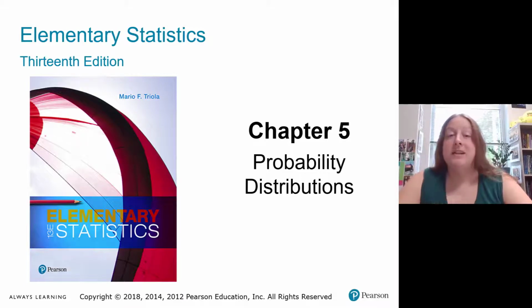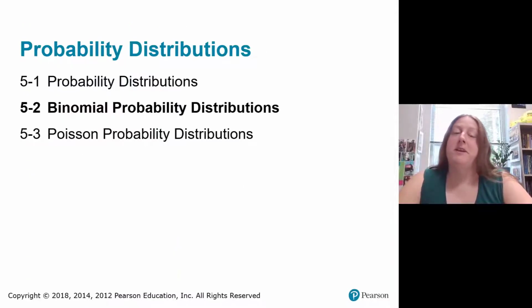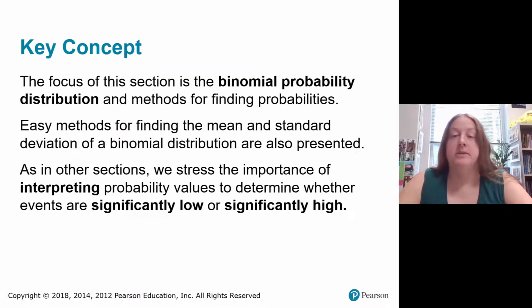Today, we're going to continue our discussion about probability distributions by talking about the binomial probability distribution. The binomial probability distribution will be looking to find probabilities. Surprise, surprise, right? We'll also be learning about how we can find the mean and standard deviation of the binomial distribution and how we can interpret results that we get and tell if they're significantly low or significantly high.